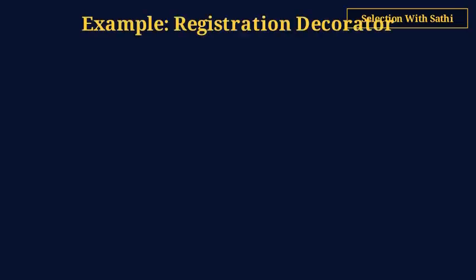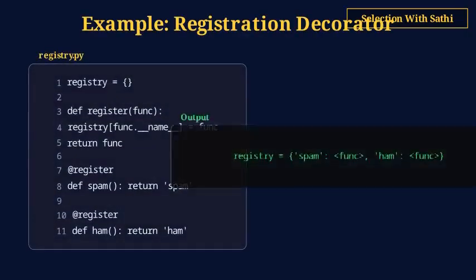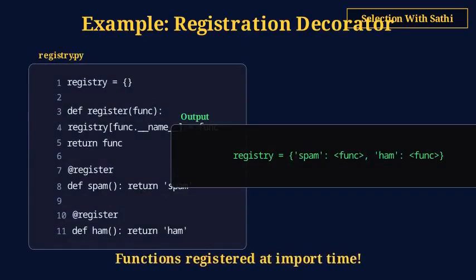A registration decorator collects functions into a registry. Create an empty dictionary called registry. The register decorator adds func.__name__ as key and func as value, then returns func unchanged. Decorate spam and ham with @register. Now registry contains both functions, useful for plugin systems and command handlers.